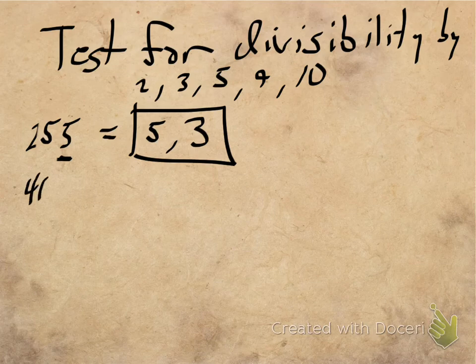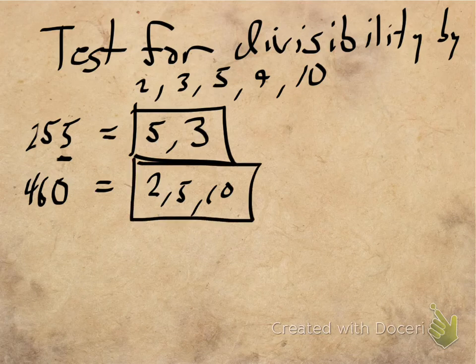How about 460? What goes into 460? 2, 5, 10, without even really thinking about it, because it ends with a 0. Add 4 plus 6 plus 0. What do you get? 10. That's not divisible by 3, and it's not divisible by 9, so that's it for this one.